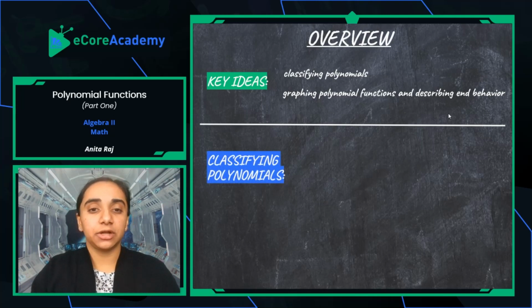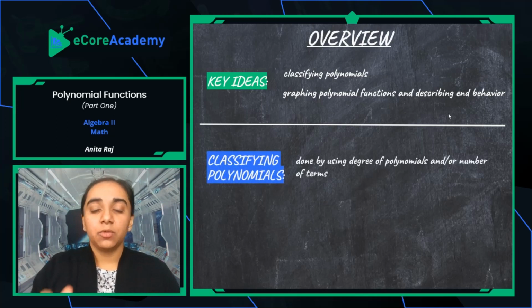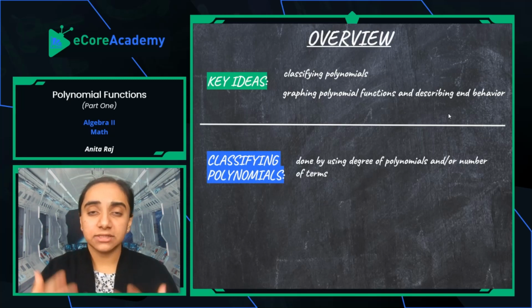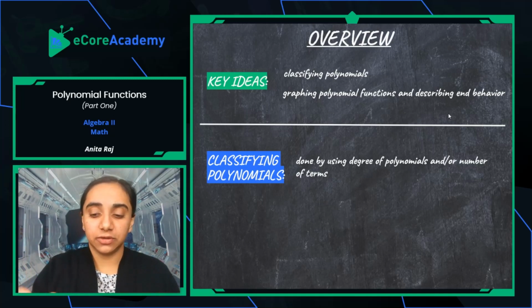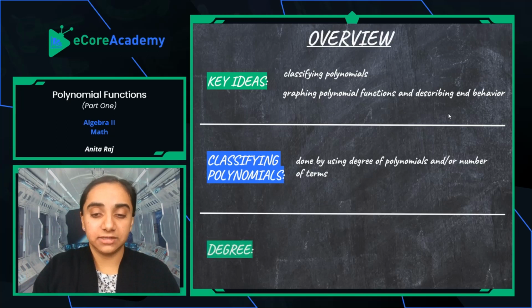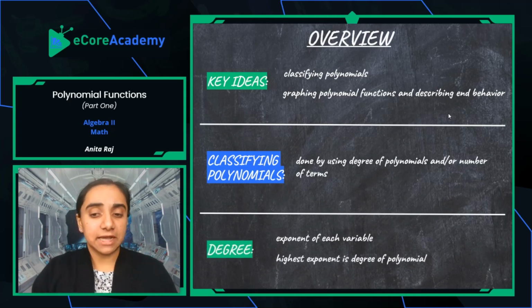Next, let's look at how we're going to classify polynomials. We're going to classify polynomials by looking at the degree of the polynomial and/or the number of terms. Remember how I said the degree is the exponent that the polynomial is raised to, and I'll give you a better example when we define exactly what degree is. So the degree is the exponent of each variable. The highest exponent is the degree of the polynomial.